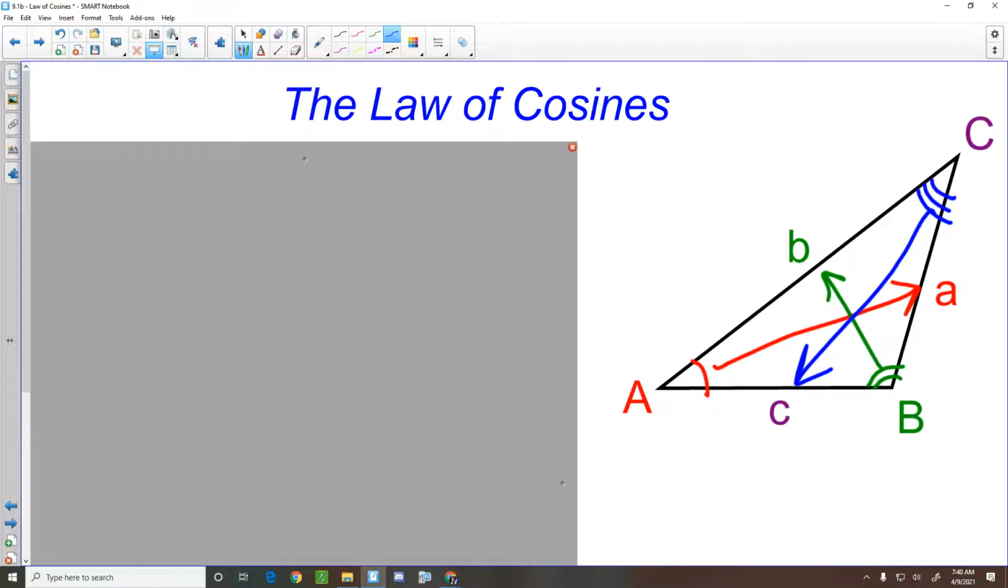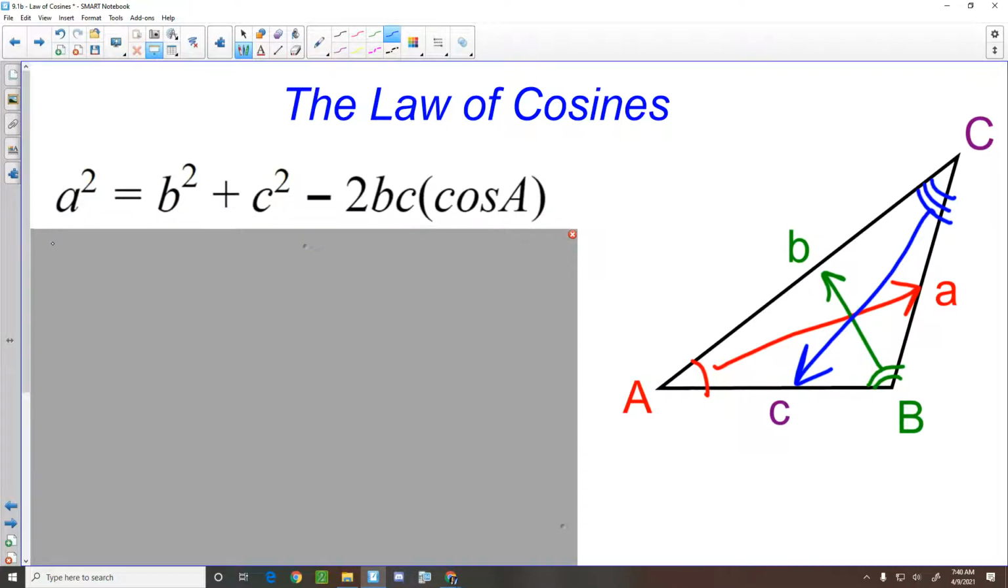All right, are you ready to see this? You a little nervous? You excited? No one's excited about math. I am. Okay, here's the law of cosines.